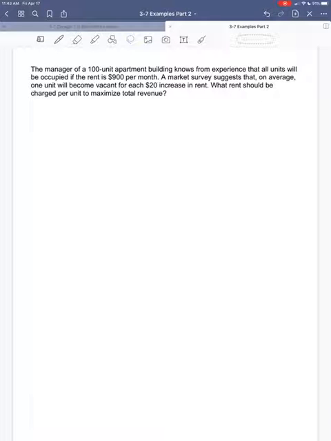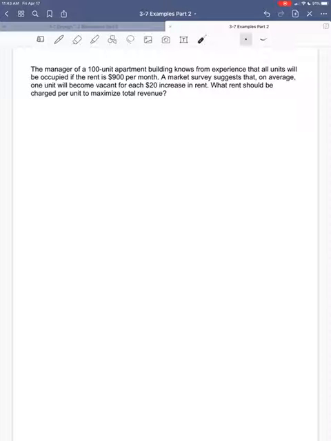In this problem, we're looking at an apartment building. It's a 100-unit apartment building. The manager knows from experience that all units will be occupied if the rent is $900 per month. A market survey suggests that on average, one unit will become vacant for each $20 increase in rent. What rent should be charged per unit to maximize the total revenue?